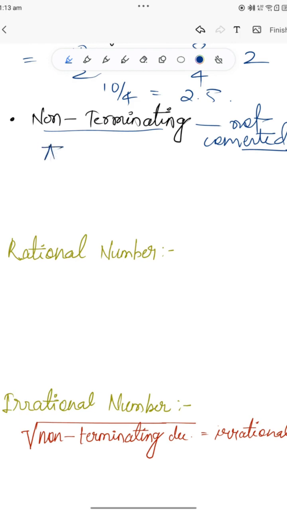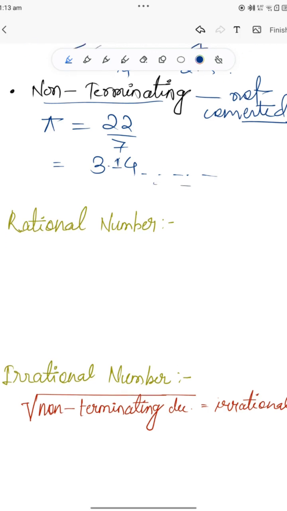Suppose we have pi. pi की वैल्यू क्या होती है? 22/7, that is 3.14 something something something. So that is non-terminating. So this non-terminating number repeats after the decimal point. So ऐसे repetition चलते रहता है. That is basically called a non-terminating number.